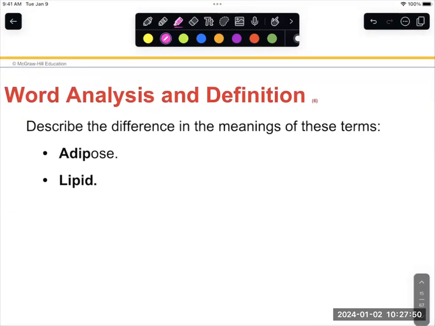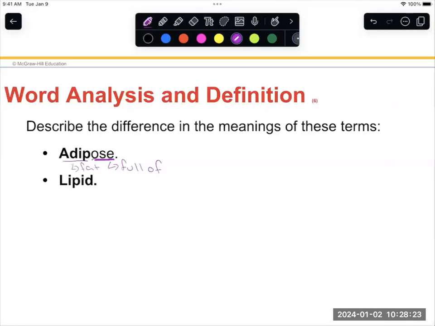So adipose and lipid. Adipose has that suffix "-ose." That "-ose" means full of. And adip means fat. So adipose means containing fat.